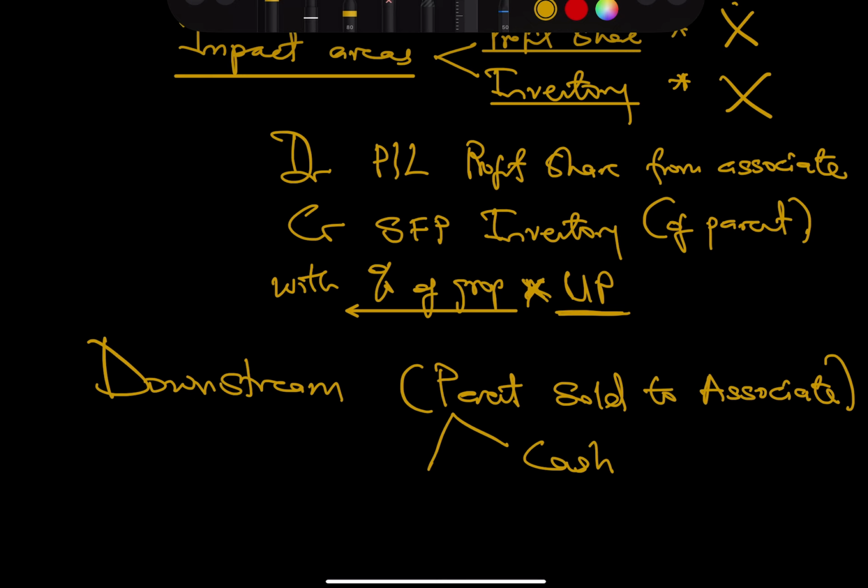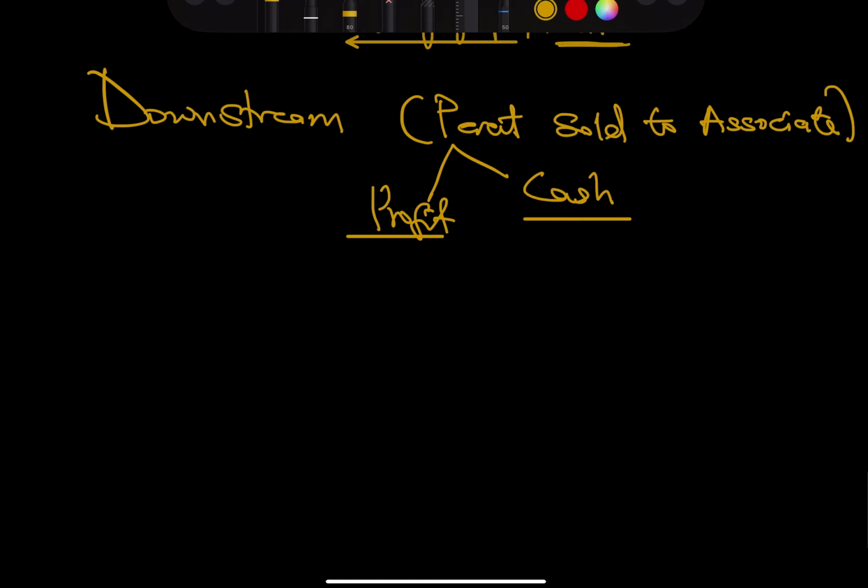And likewise, we would have made profit. The parent would have made profit on that. So profit would have gone up. Income, because that would have gone up through the revenue P&L financial statement. So these two things are the impact areas. And that is what we need to adjust for.